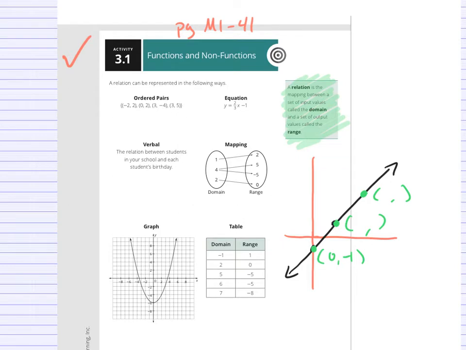The verbal statement, the relationship between students in your school each day and their birthday: each student can be matched up with a birthday. So anything that can be matched up is considered a relation. If you look at the other three examples, you can see the mapping. We have this X value of 1 matched up to this 2. This 4 is matched up to 5. 4 is also matched up to -5. And this 2 is matched up to 0. So again, all of these are relations. But now here in a second, we're going to start talking about special relations called functions.